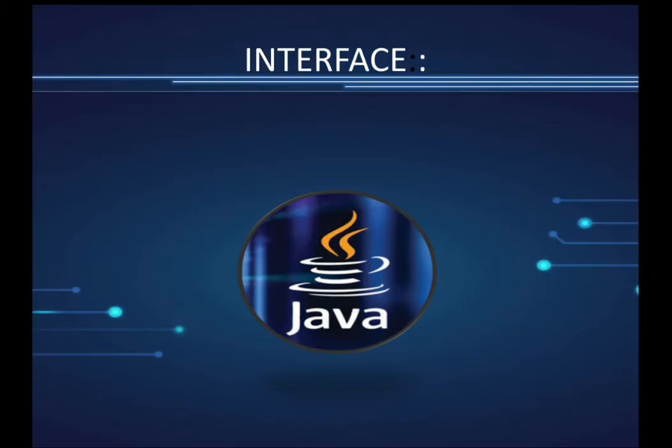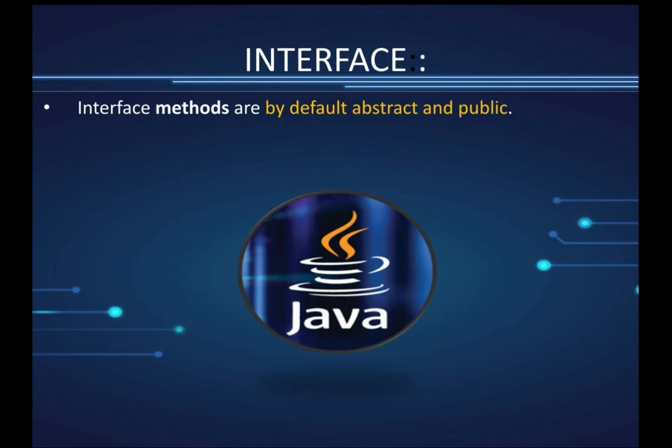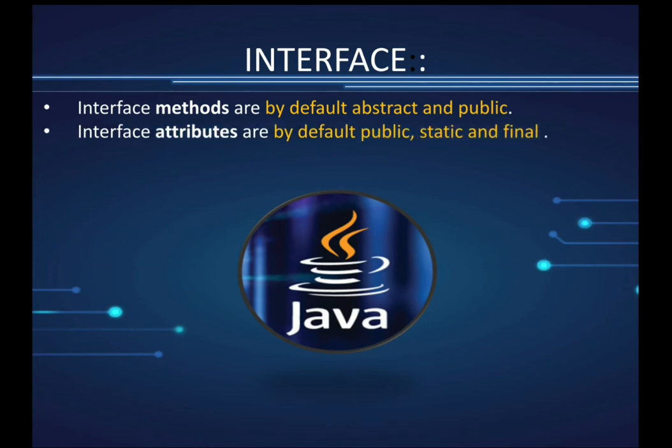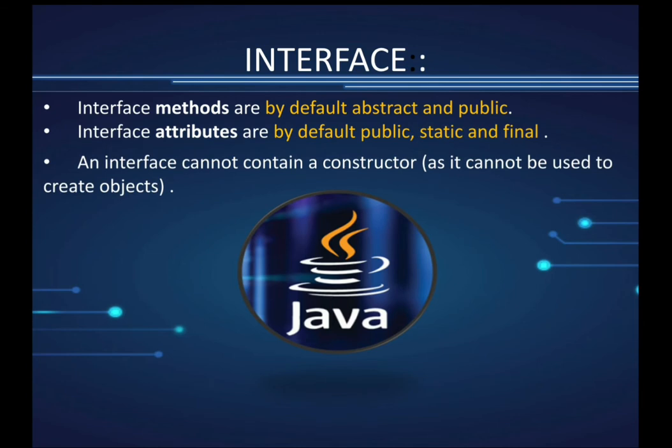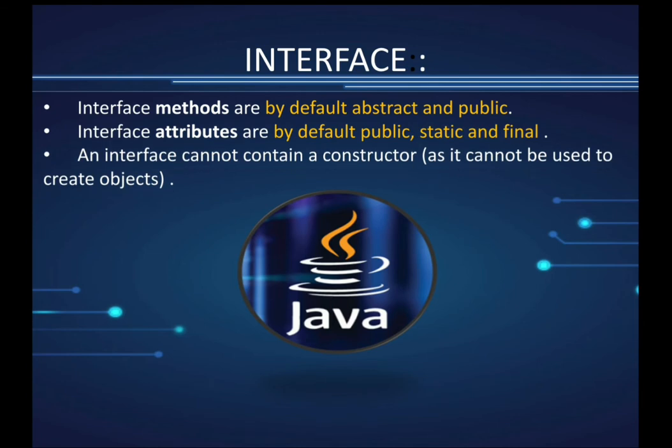Now moving further, see, interface methods are by default abstract and public. If you are writing it, it's okay. If you are not writing it, they are by default abstract and public. And when you are creating variables in an interface, by default they are public, static and final. If you are writing it, it's okay. If you are not writing it, it is already converted into public, static, and final.